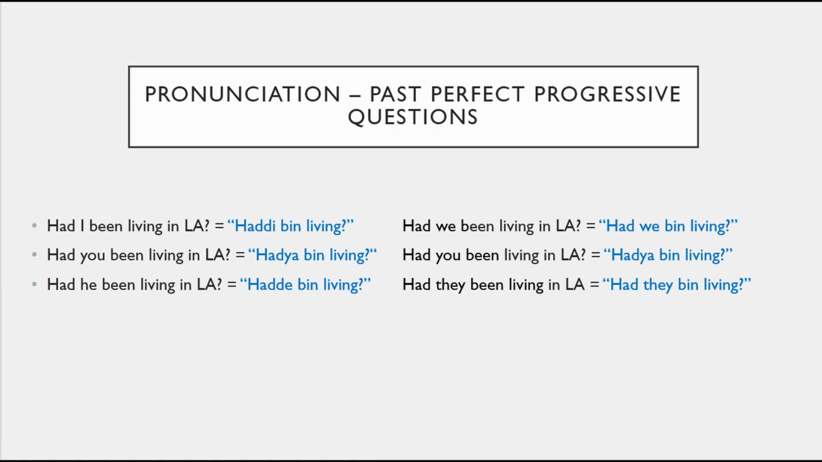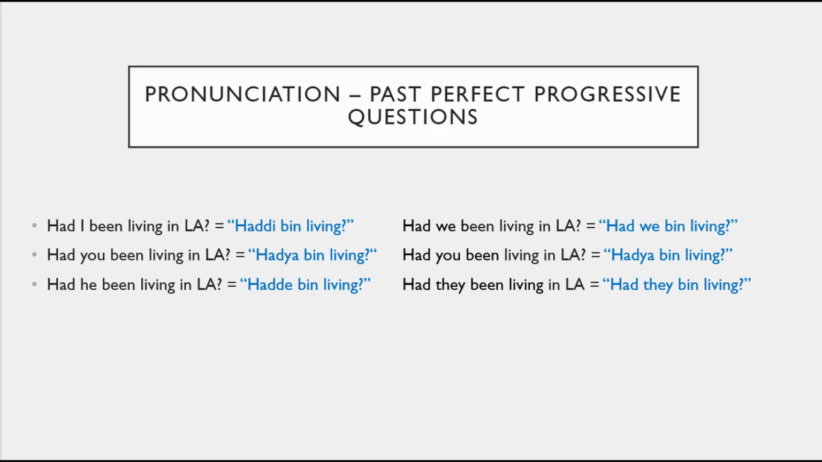Second, had you been living? How long had you been living there before you got the job as an actor? Second person. How long had he been living? How long had she been living? You hear that sound? Third person singular. He or she. Had he been living? How long had she been living there? Had she, had he been living? All right, that's third person singular.